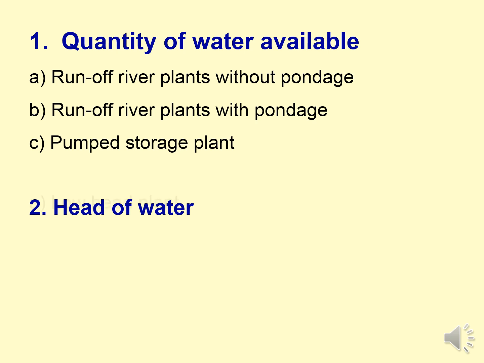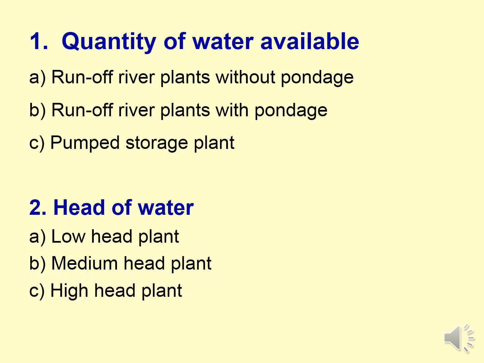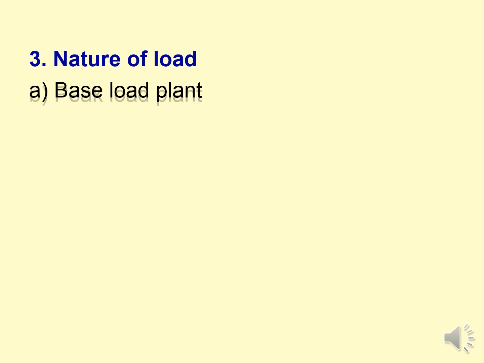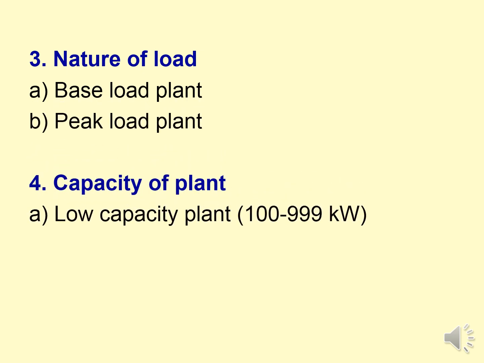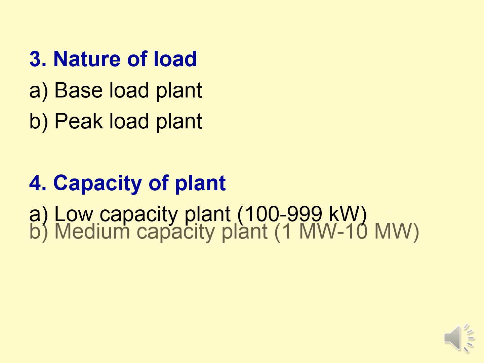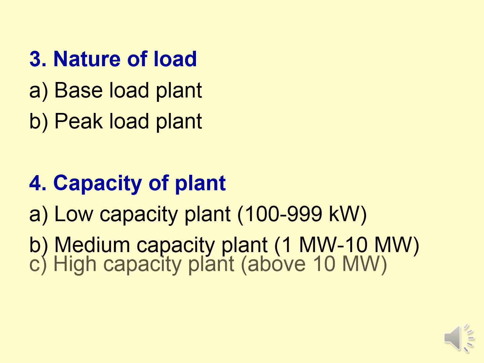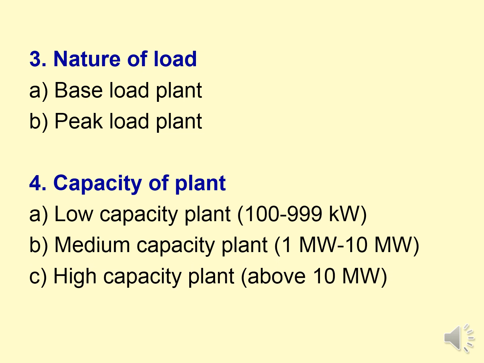Based on head of water, how can we classify again? Low head, medium head, and high head. Nature of load: base load plant or peak load plant. Based on capacity: low capacity plant is around 100 to 999 kilowatt, medium capacity 1 megawatt to 10 megawatt, and high capacity plant above 10 megawatts. So this is the brief classification.